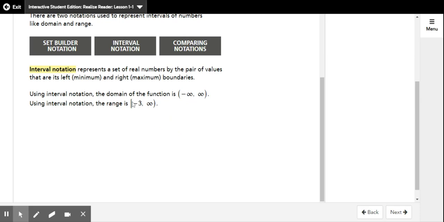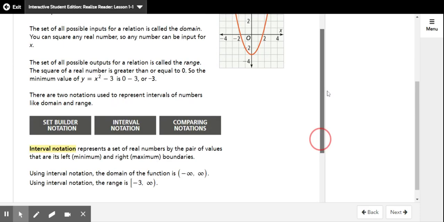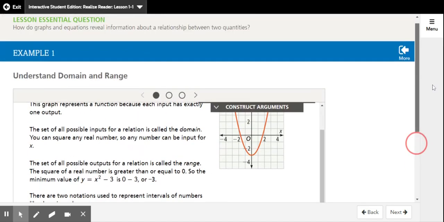You put brackets around a number if it includes negative 3, like that graph goes through negative 3. So I would use a bracket for it. Think about that bracket as greater than or equal to. If it was an open circle there for whatever reason, then it would be a parentheses. You always put parentheses around infinity because infinity is not a number, okay? It's a direction. All right, so again, we're not hitting next yet. We're going to move over to the second part of this.